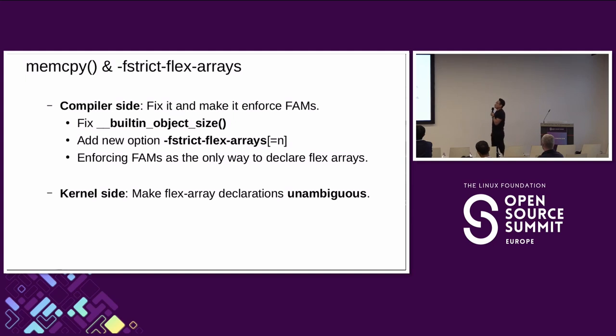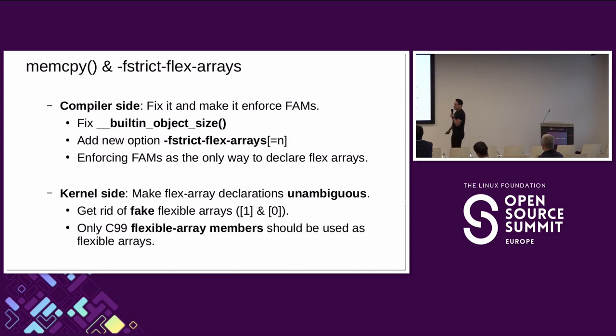So yeah, one of the things that we had to do on the compiler side was fix __builtin_object_size, and there was another option that was added to GCC and Clang, -fstrict-flex-arrays. With this compiler option enabled, we can now remove what we started to call fake flexible arrays from the kernel, and instead of using fake flexible arrays to declare a flexible array, enforce using only C99 flexible array members. So that's what we do on the kernel side. And it has taken us 5 years to do that. Just recently, we declared that work completed. However, it might be possible that there are some stragglers out there under some strange configuration, but yeah.